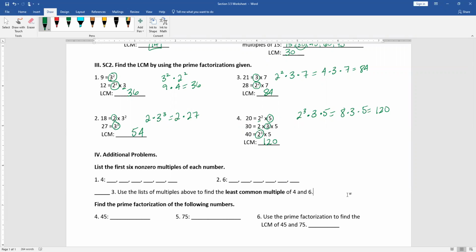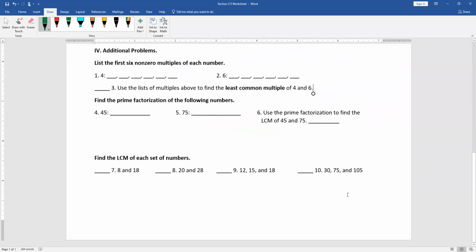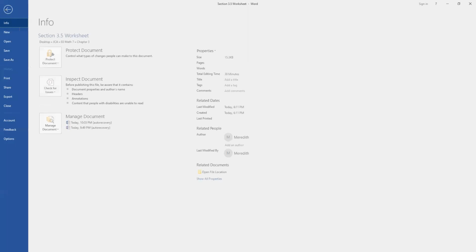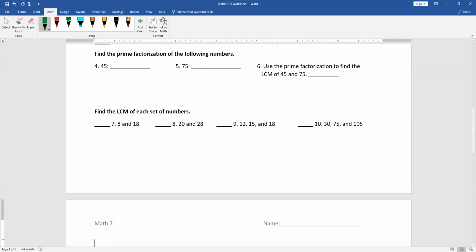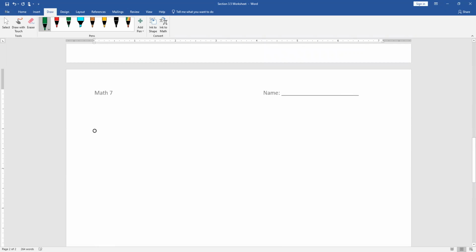If you're doing it on notebook paper, just go ahead and write this down at the end. Let me give myself some room. Okay, the least common multiple of 40 and 100. I think that's where I was at. All right, so go ahead and break it down into its prime factorization.